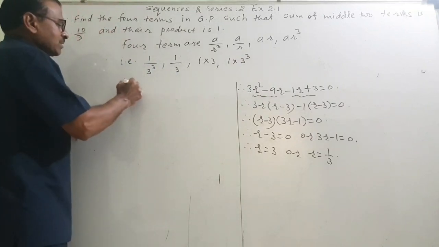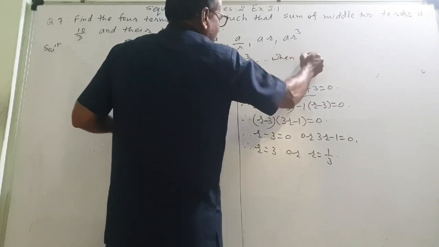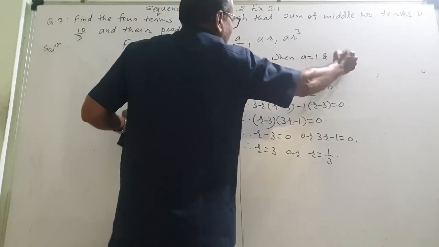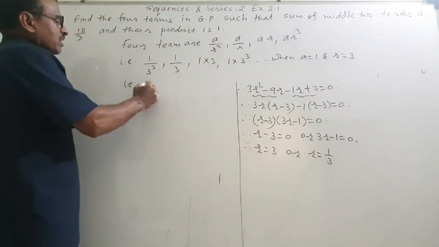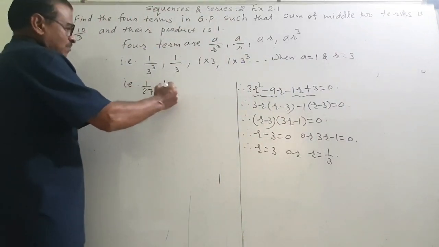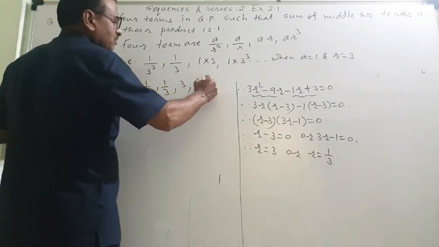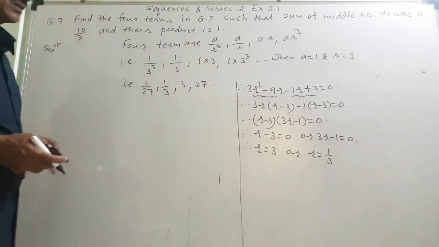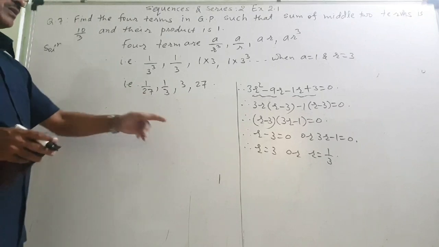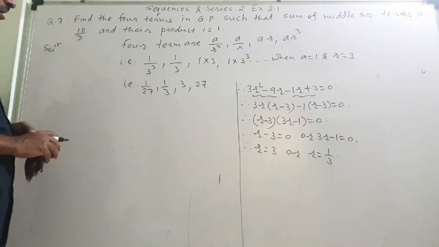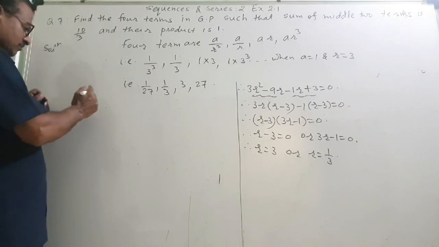So that is, here when A equal to 1 and R equal to 3, these two values I am using. So 1 upon 27, 1 upon 3, 3, 3 cube is 27. These are the numbers. What is the ratio? This upon this. So it will be 9.